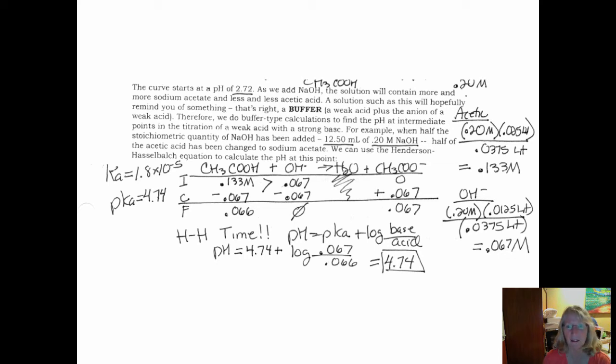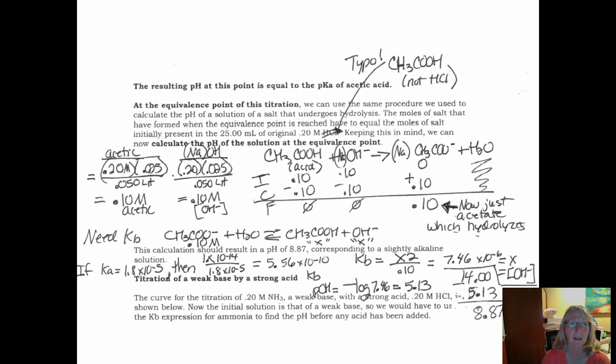So now the calculations that I have to do at that point in time is treating that as if it's a buffer up to the equivalence point. Let's go to the equivalence point. And there's a major typo right here, so fix that please. This should say acetic acid, not hydrochloric acid. I don't know what I was doing there.